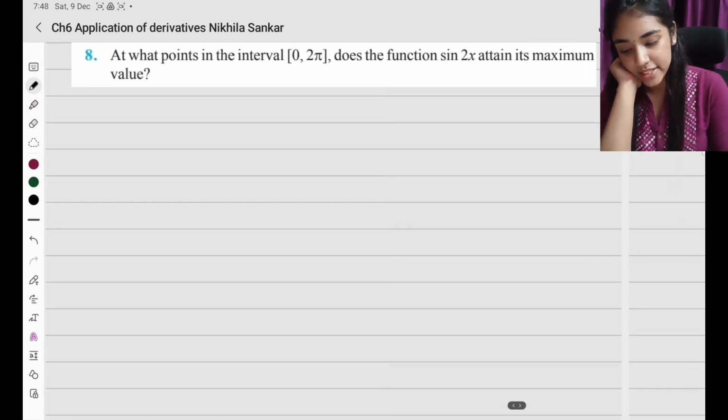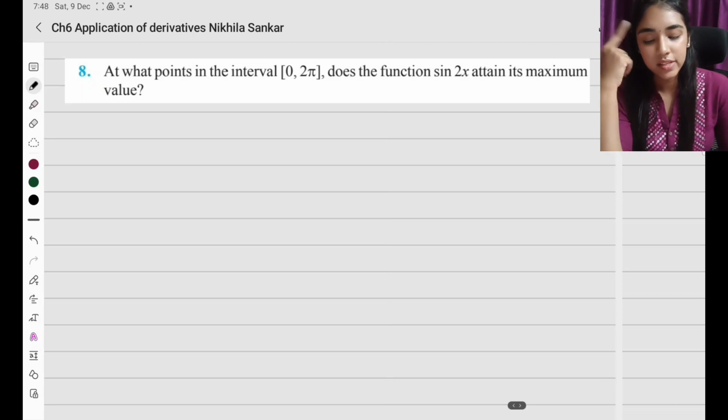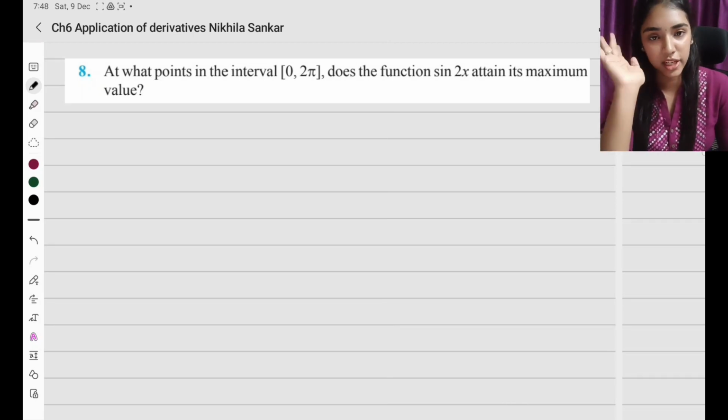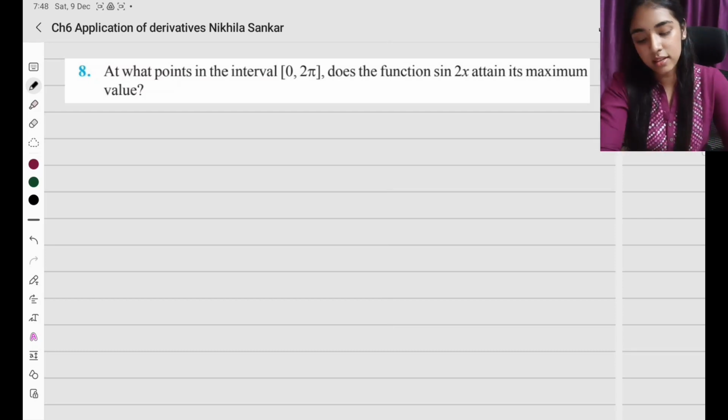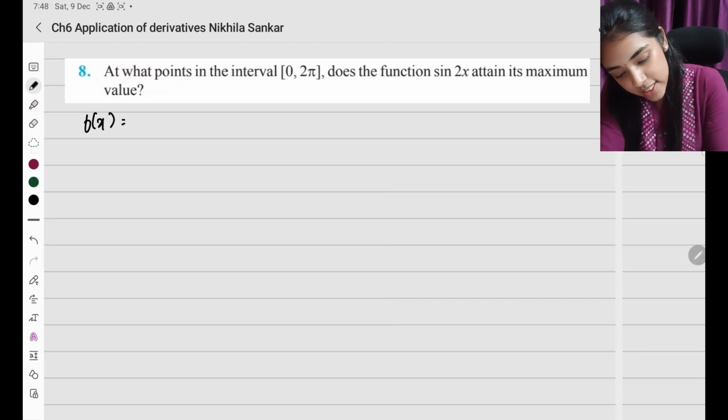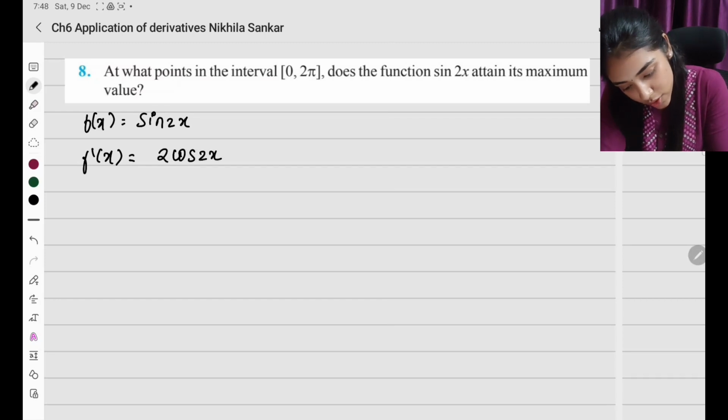Question number 8. At what points in the interval 0 to 2 pi does the function sin 2x attain its maximum value? They have given the maximum, they have given the interval. At what point, I need to find what x is. So I have f of x equals sin 2x. I need to differentiate. So f dash of x is going to be 2 cos 2x and I equate f dash of x to 0.